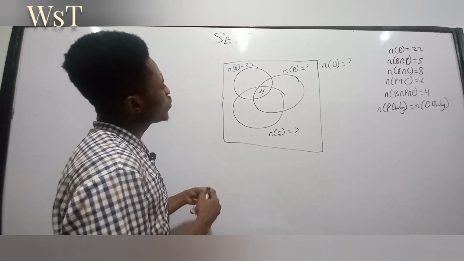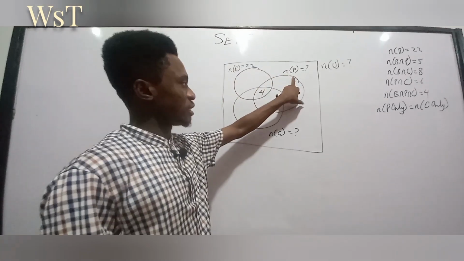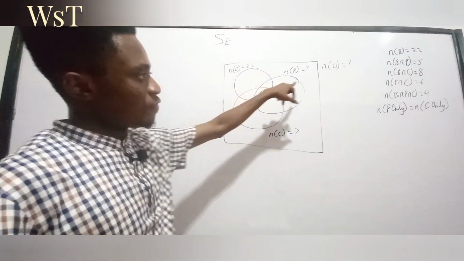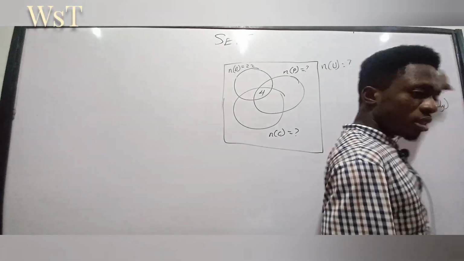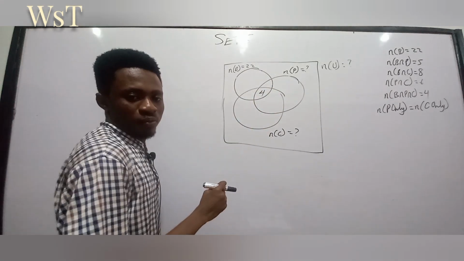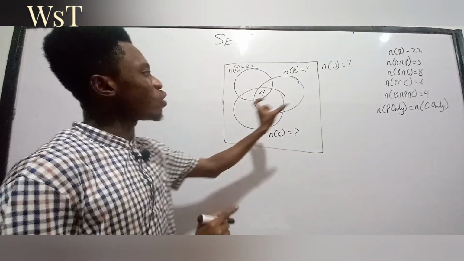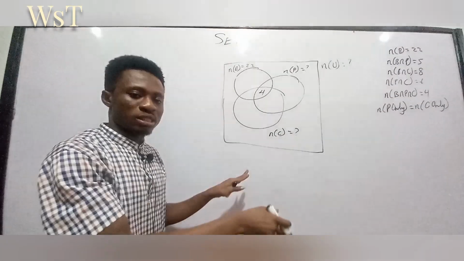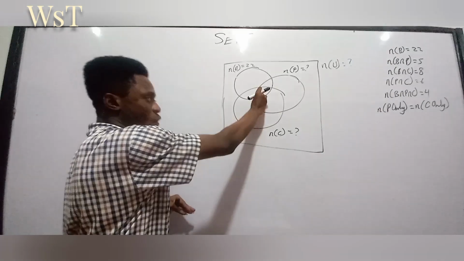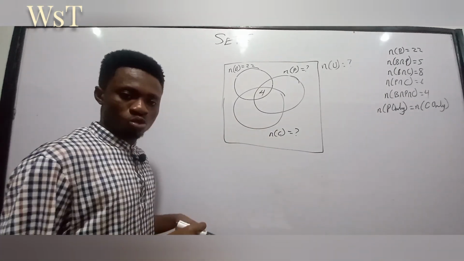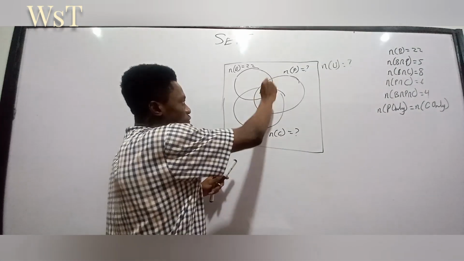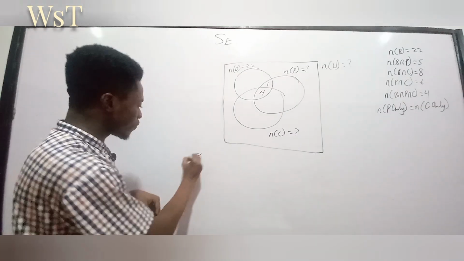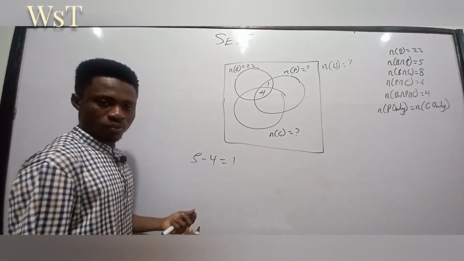Okay. And they give you biology and physics. So biology and physics is what? 5. Do you get it? But you don't write all the 5 here, because it is assumed that out of those 5 people, 4 are already reading the 3 subjects. So out of the 5, 4 is reading chemistry too. So you have to subtract the 4 from the 5 so that you'll be left with 1. So 5 minus 4 is 1.